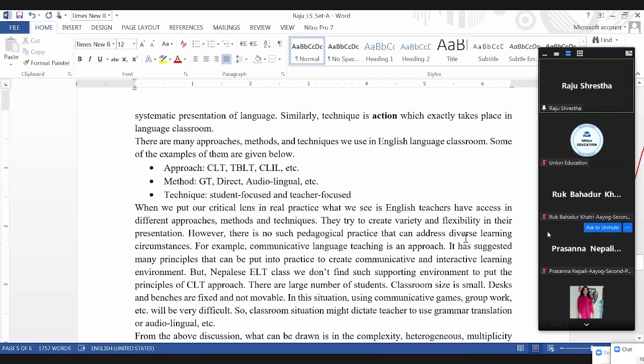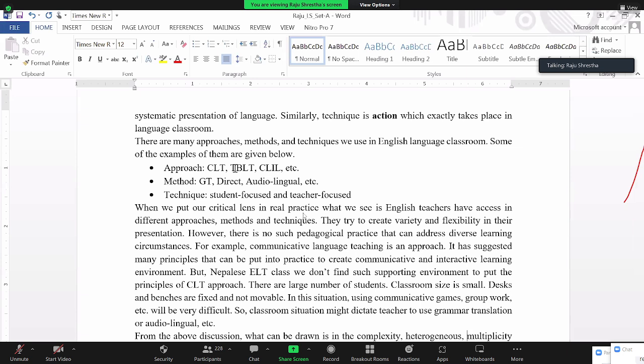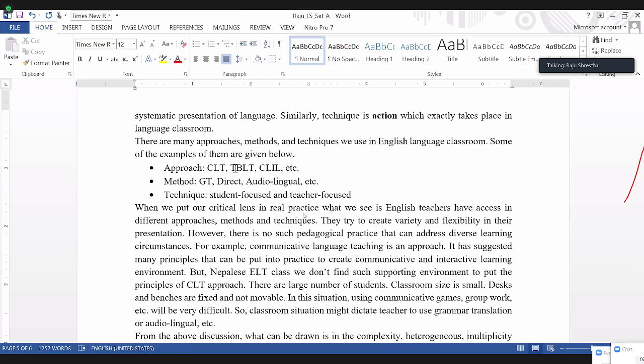Approaches: CLT, TBLT, CLIL, these are the examples. CLT means communicative language teaching. TBLT means task-based language teaching. CLIL means content and language integrated learning. So these are three different approaches just to mention here. And for methods: grammar translation method, direct method, audiolingual method, etc. For techniques: student-focused and teacher-focused activities are there.